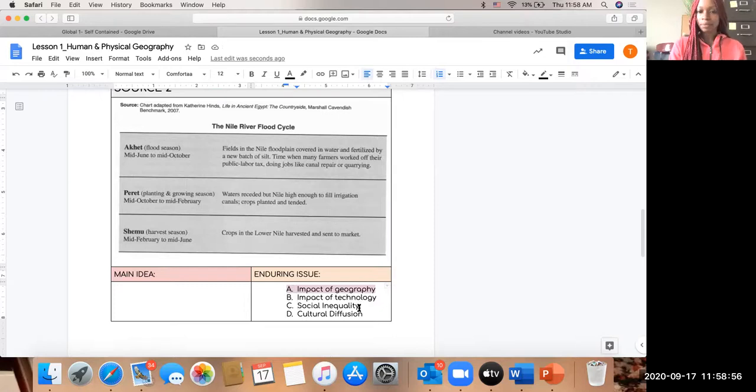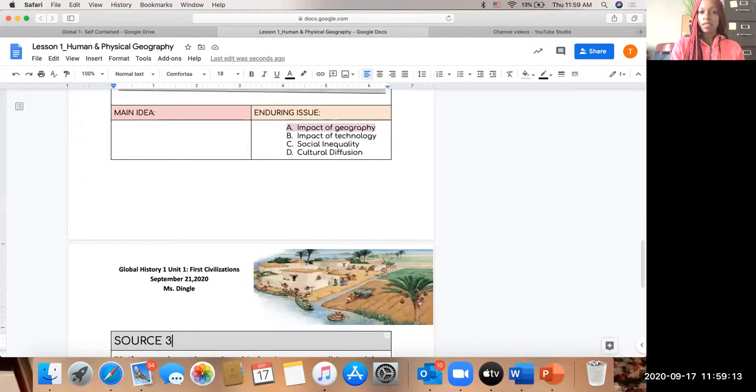So right off the bat, you do want to go through all of them to see what you're working with, but right off the bat, your brain already wants to know that we're talking about water, crops, and land. So you want to select the enduring issue that's relevant to the source, and I chose impact of geography, all right? So that's a treat for those of us who did the homework. There is the answer for source 2.